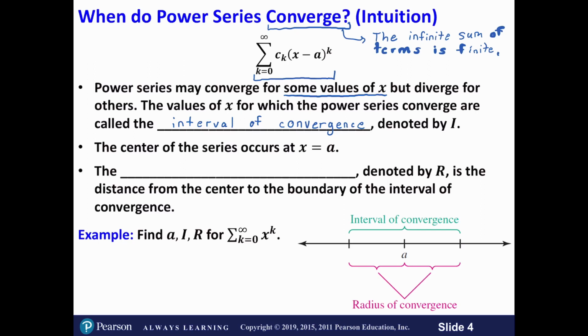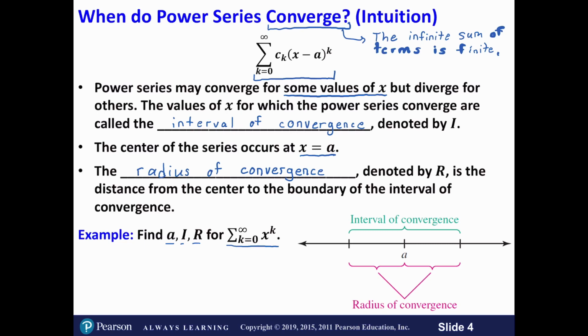The center of the series occurs at x equals a. We'll show a picture of that in a second. And the radius of convergence, denoted by capital R, is the distance from the center to the boundary of the interval of convergence. All right, so for a quick example, we're going to identify a, I, R for this series down here.